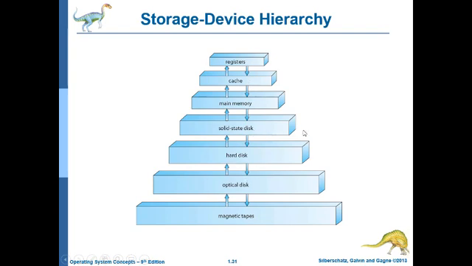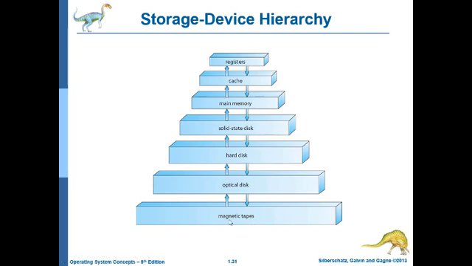But which one of them is fastest? The registers are fastest, or the magnetic tapes? Yes, the registers are the fastest of all. Then the cache is slower than the registers but faster than all the other devices. Then main memory, then solid state disk, then the hard disk, then the optical disk, and finally magnetic tapes, which are the slowest of all of them.